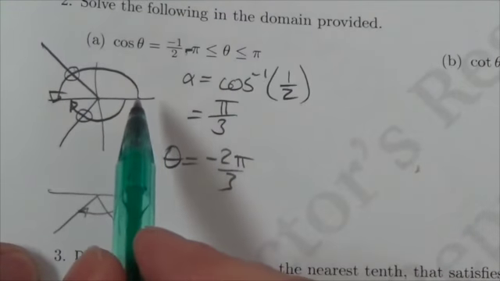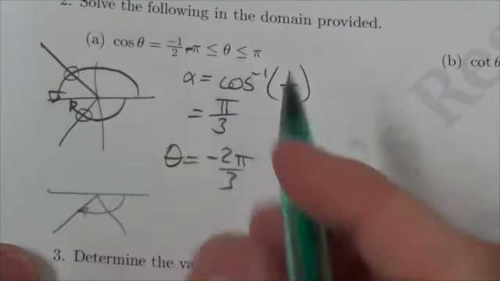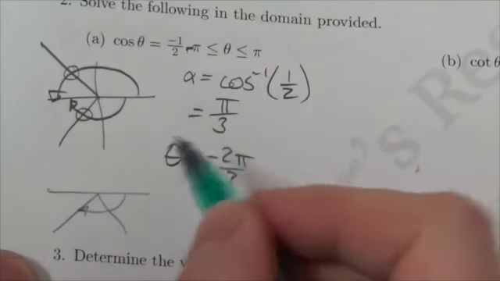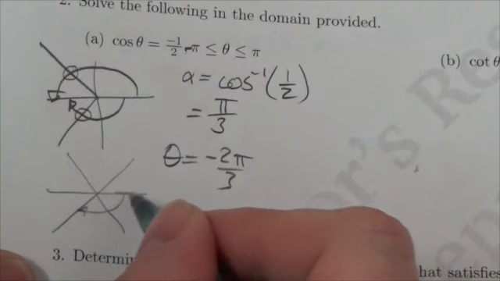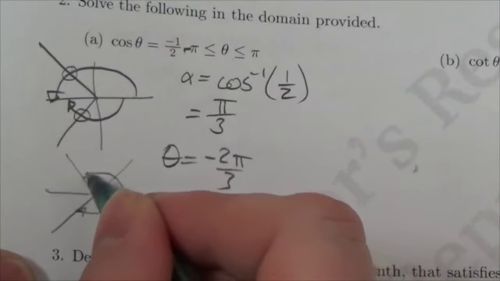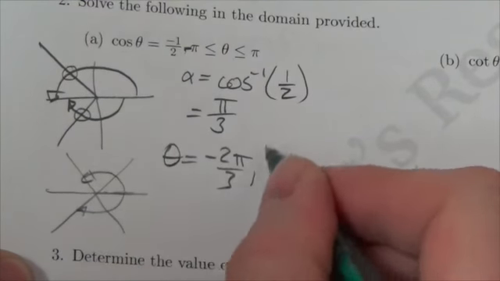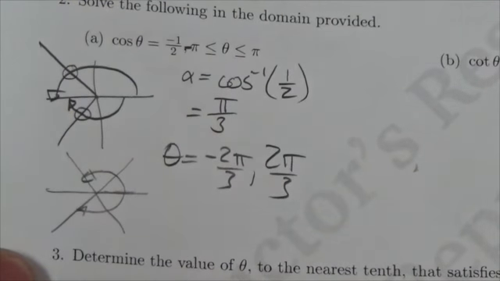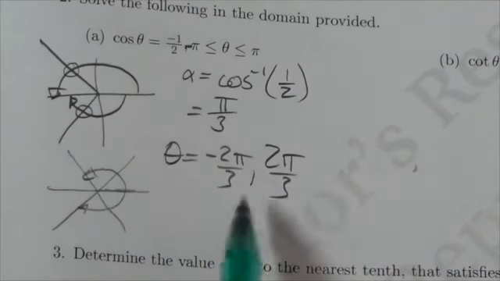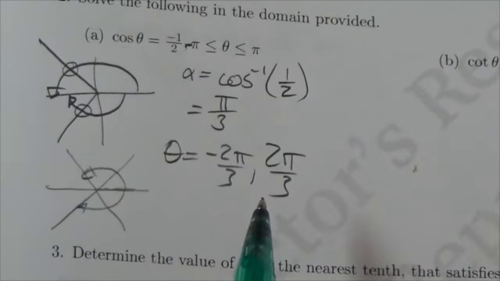Then the other one that I'm going to get, starting on the positive x-axis and coming around this way. Again, what my reference angle is telling me is I'm chopping that top half into thirds, starting on the positive x-axis, rotating this way. That's positive 2 pi over 3's to get to that spot right there. And so the two angles that I'm going to get are negative 2 pi over 3 and 2 pi over 3.